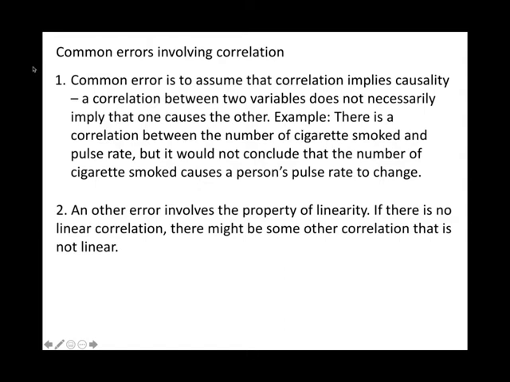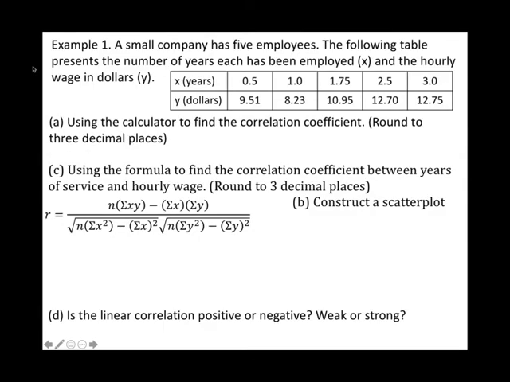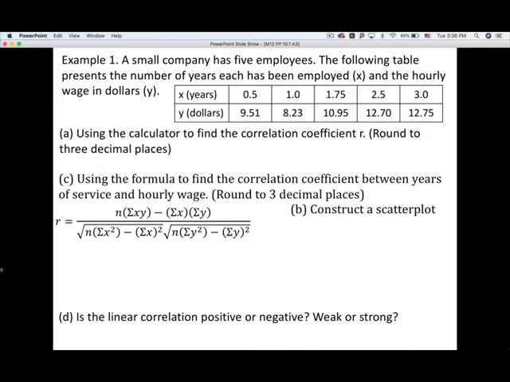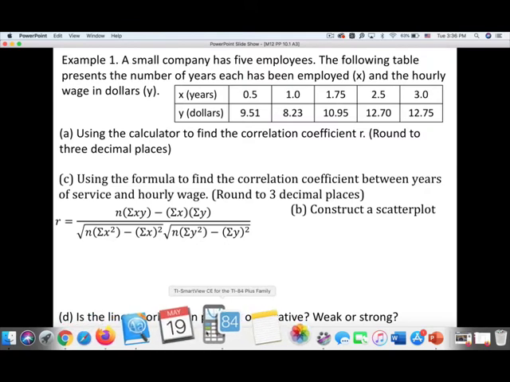Okay, let's try the first example. Number 1, a small company has 5 employees. The following table presents the number of years each has been employed and the hourly wage in dollars. So we have the X and the Y variable. A. Using the calculator, find the correlation coefficient R to 3 decimal places. So let's use the calculator.